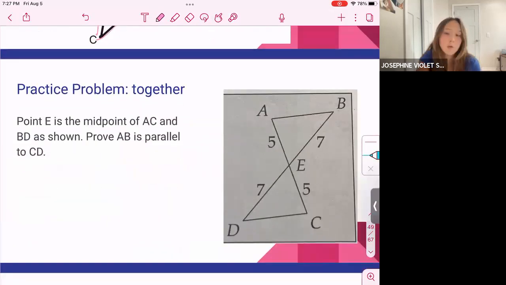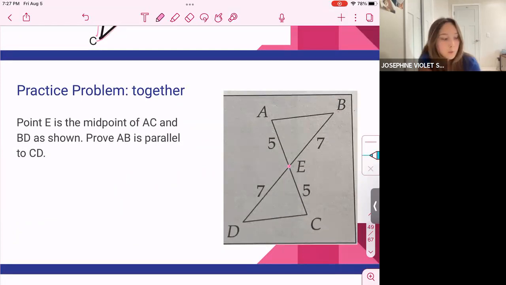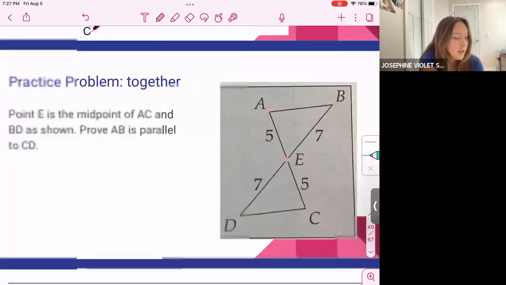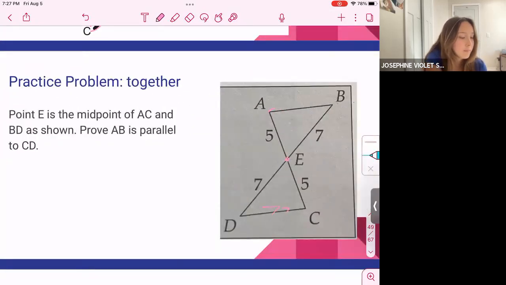So let's work through a real quick practice problem here. So this point E is the midpoint, which means the meaning is in the definition. It's exactly in the middle of, what did I say? I think I meant definitions in the word. So E is exactly in the middle of A and C, which means that these line segments, AE and CE, are equal, which is also given to us. And we want to prove that AB is parallel to CD.